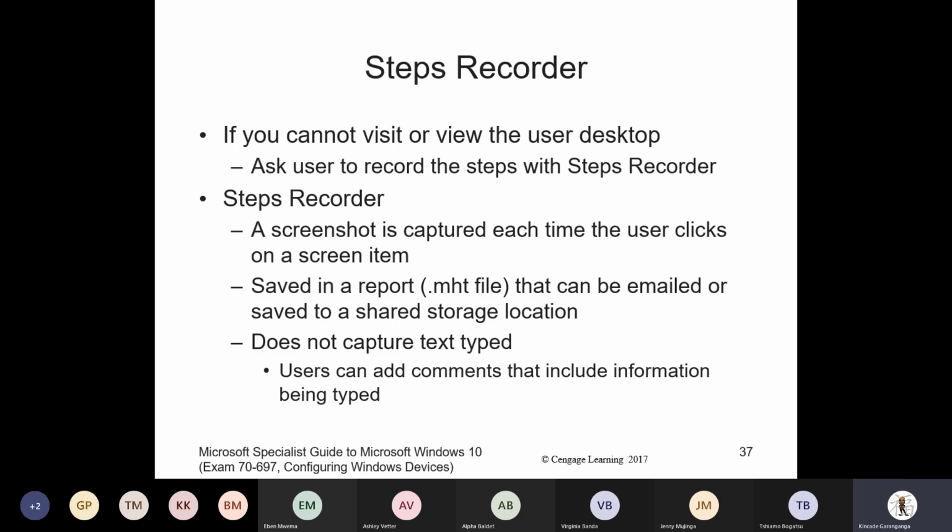So you can look at your recorder, which is just a screenshot that is captured each time a user clicks on a screen item, for instance. This is saved in a report, which is a .mht file that can be emailed or saved on a shared location. So if you cannot view a user's desktop, you can use a steps recorder to assist in accessing basic content.